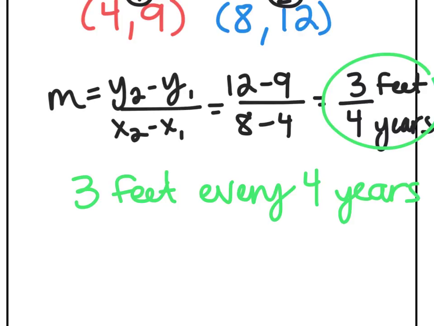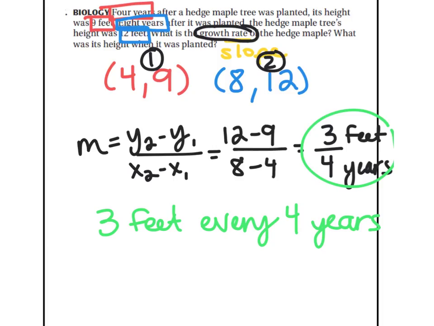Let's read the actual next question. It says, what was the height when it was planted? So when it was planted, that would be at 0 years. So we are actually trying to find the place where it started. If we want to find the starting point, then we're finding the y-intercept. So we're going to, same thing as we've done before, write out our equation and then solve for our y-intercept.